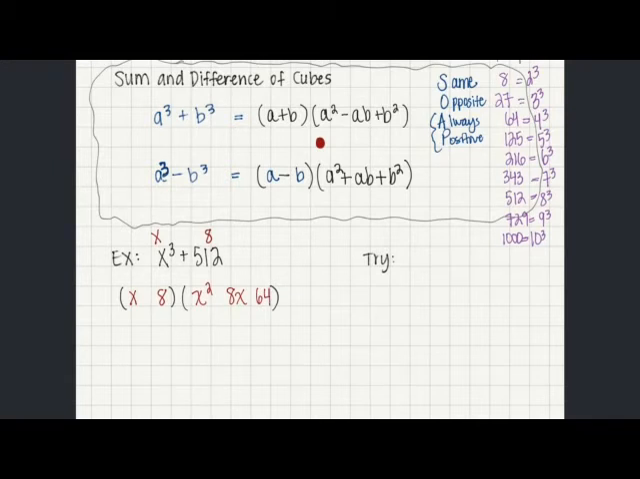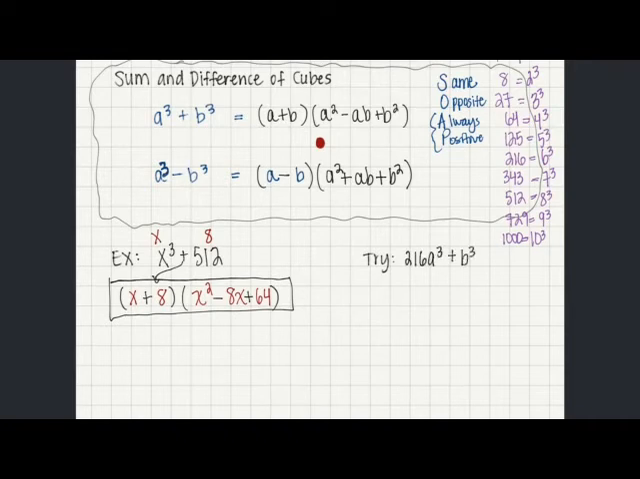We're going to take the same sign, which is a positive. The opposite of a positive is a negative, and then we're always positive on the last one. And there is our factored form. Okay, let's have you try that.